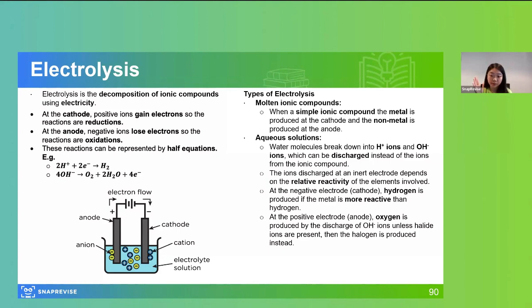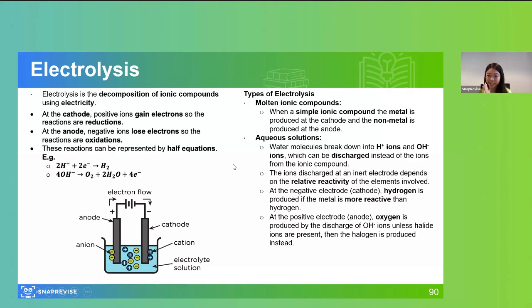Okay, now for the anode. At the anode, because of OH-, oxygen is going to be produced unless it's a halide ion. So group 7 ions: chloride, fluoride, bromide. If those are in the solution, instead of oxygen, it's going to produce that gas: chlorine, fluorine, and bromine. I'm hoping that makes sense. It is a bit complicated with aqueous solutions of electrolysis, but that is the gist of it.